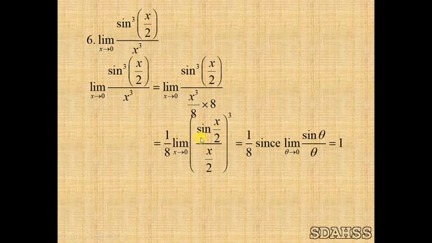So this can be written as sin(x/2) divided by (x/2) whole cube, which is equal to 1/8. We know that limit theta tends to 0, sin theta by theta is 1, so this becomes 1. So 1 into 1/8, 1/8.